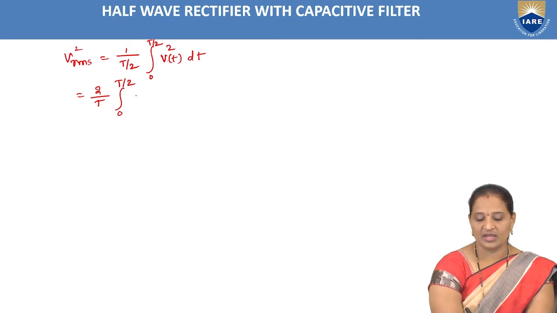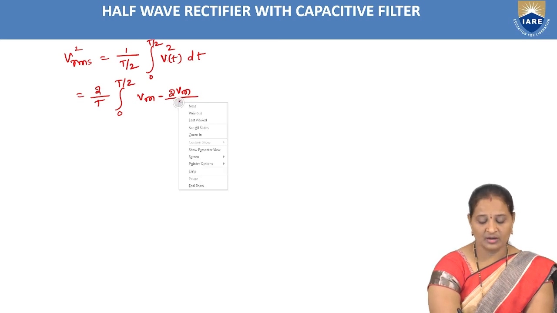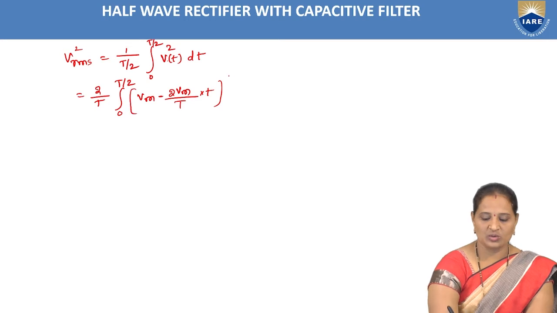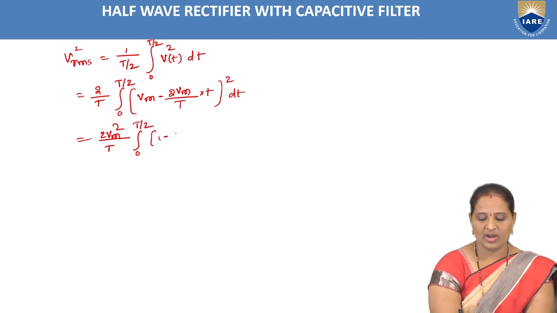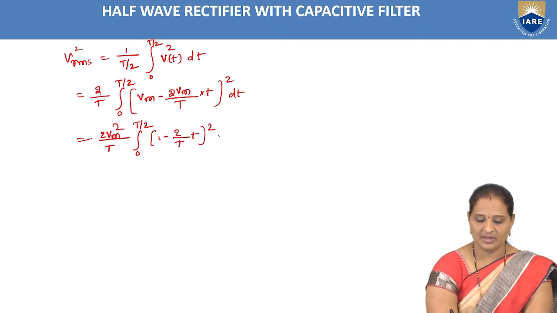V of t is given by Vm minus 2Vm by capital T into t, whole square dt. So here Vm is a constant value, so I am taking it out, so that it is 2 Vm square by T integral 0 to T by 2, 1 minus 2 by T into t, whole square dt.